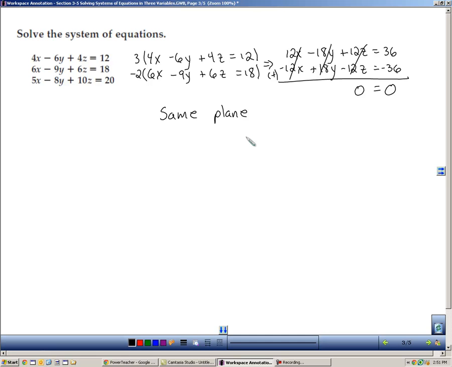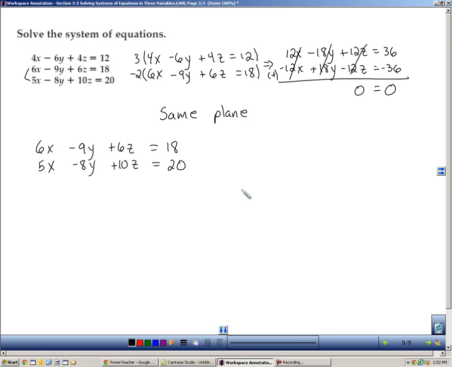So all we'd have to do now is figure out if that plane intersects the third one at all, or not at all. Could this last one be a different plane that was parallel, or would it actually touch? So let's take a look. We could use any one of the first two equations because they're the same. I'll just use the second one.